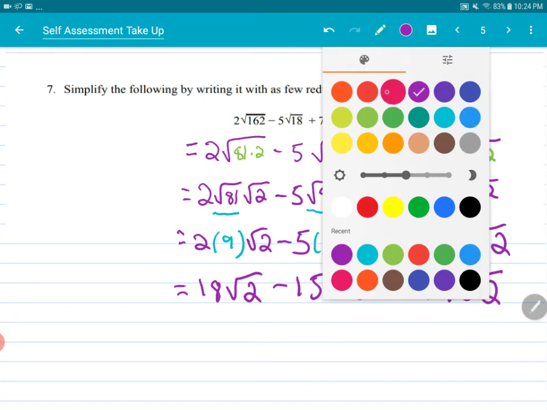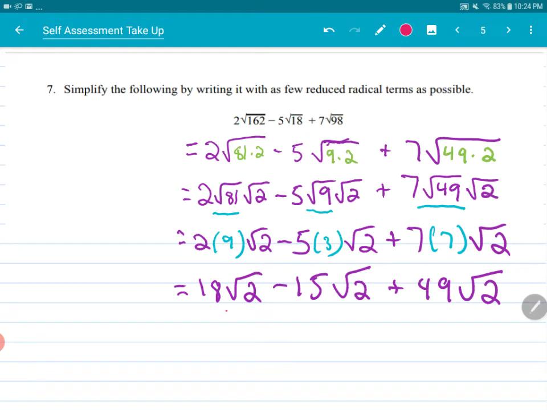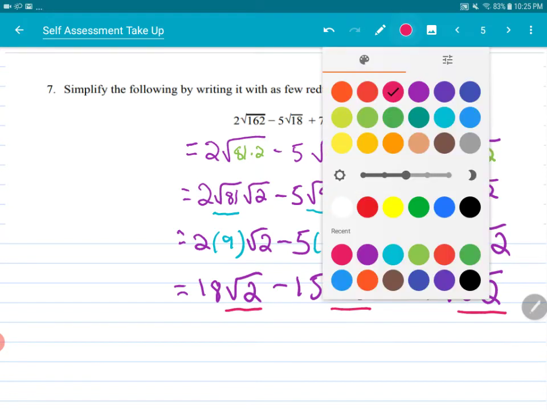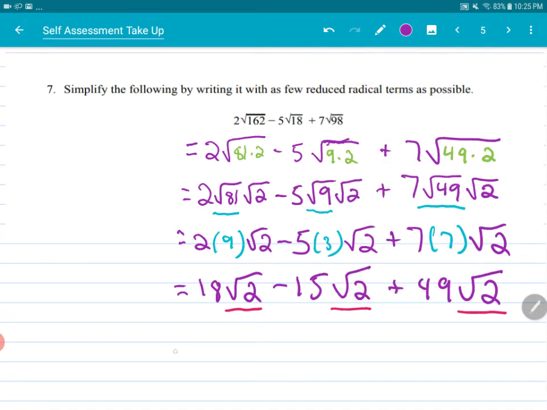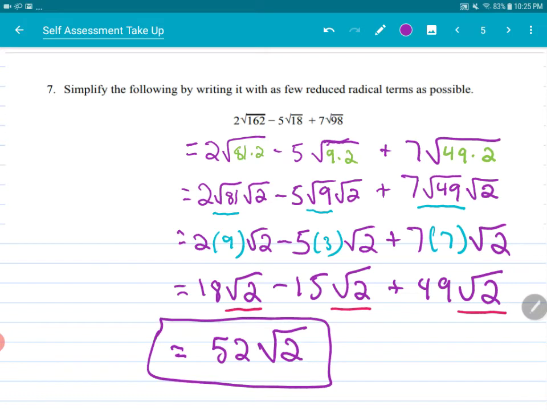Awesome, but we're not done yet, because what we should notice is that we have like terms now. These are all root 2's. We have 18 root 2's, subtract 15 root 2's, plus 49 root 2's. So how many root 2's are there in total if we gather all those like terms together? Well, 18 minus 15 is 3. 3 plus 49, 52 root 2, and that is the best that we can get.